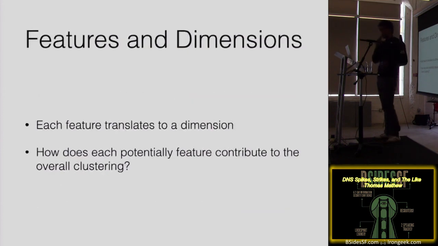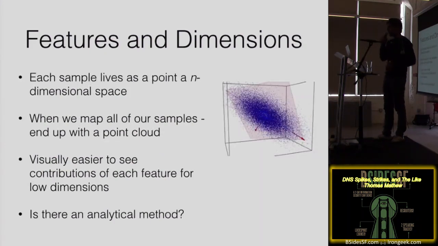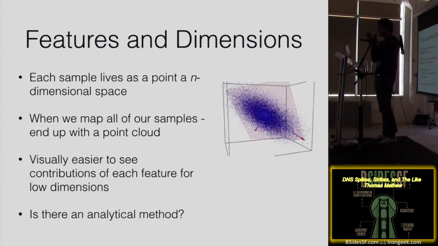So the next question that you want to ask is, how much does each feature help me create my cluster? And this is important because if I have, say, a ton of features, we talked about this problem of dimensionality. So we really want to know that we're getting the most bang for our buck whenever we choose a feature. We can think about this as the following problem. Each sample or domain lives in what we call an n-dimensional space, and this n-dimensional space is created by the number of features.